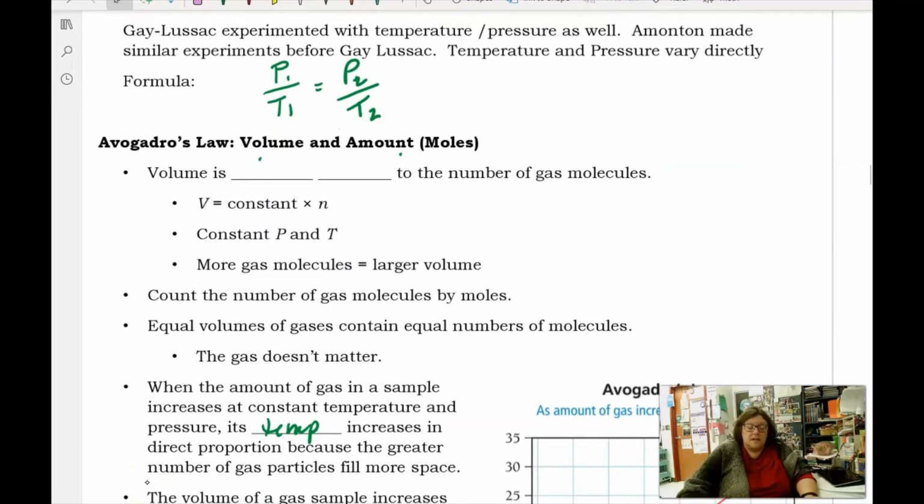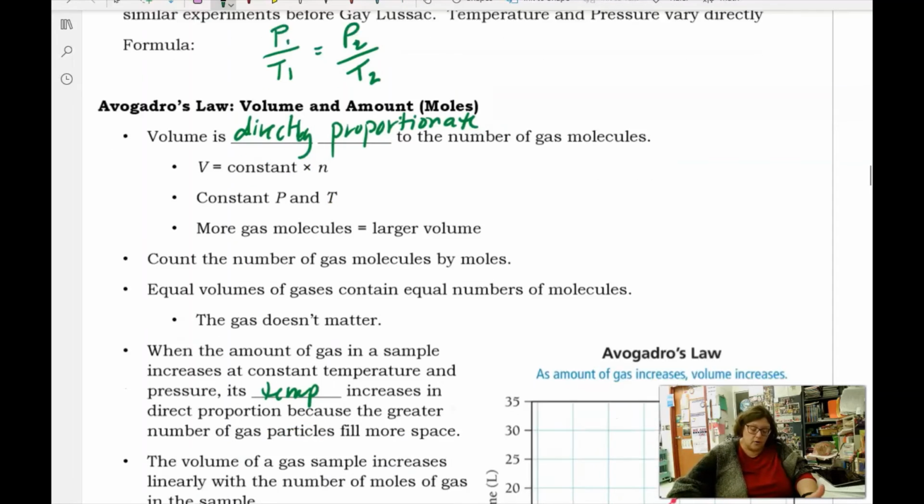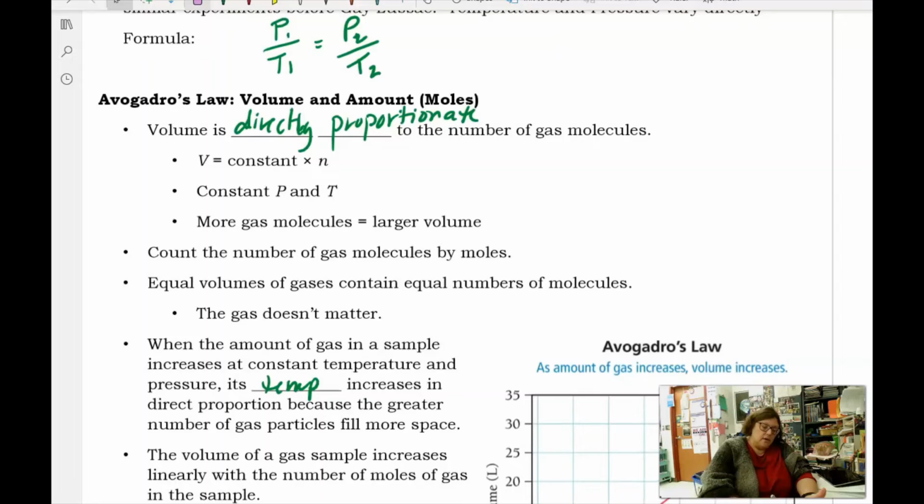Our last example is Avogadro's law. And here we have volume is directly proportionate to the number of gas particles. Well, that makes sense. When you put more air into a balloon, the balloon expands. You get a larger volume. So the more particles you have, the larger the volume is going to be.